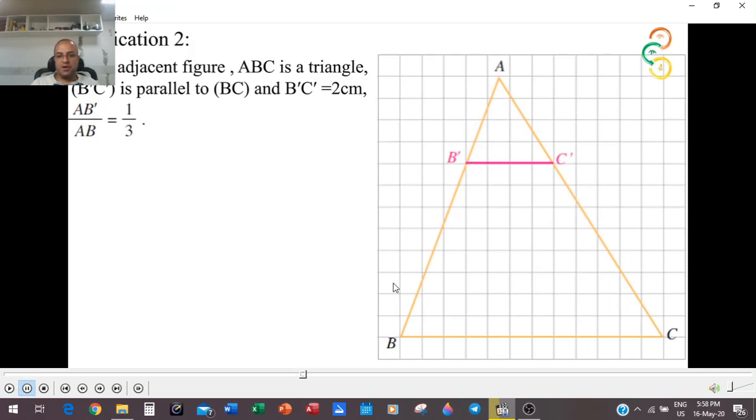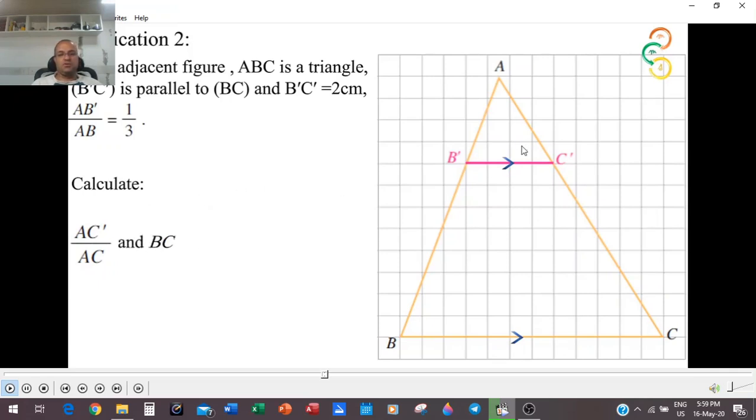Remember, B prime C prime is parallel to BC. There is parallelism, then we can apply Thales theorem, and we have the ratio AB prime over AB equal to 1 over 3, which is so helpful. And we have B prime C prime equal to 2 centimeters. Okay, let's see what is required to calculate. Calculate first AC prime over AC, and the side BC.